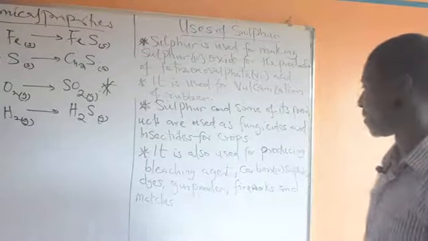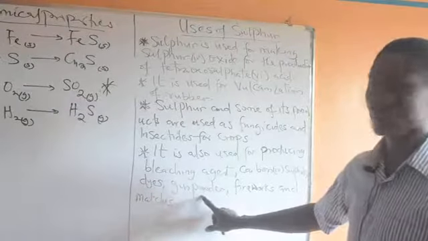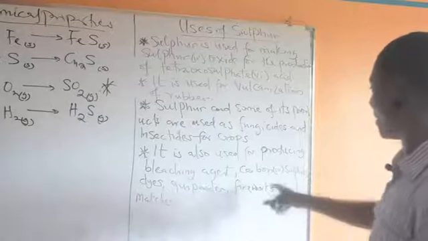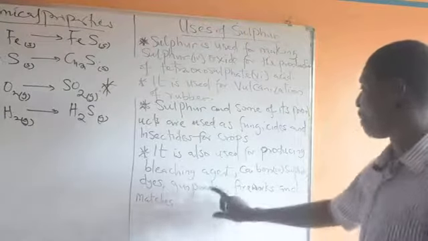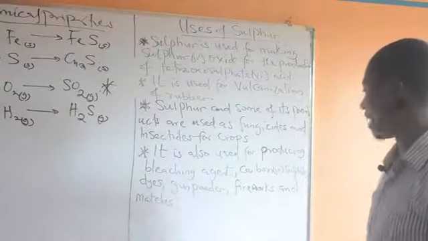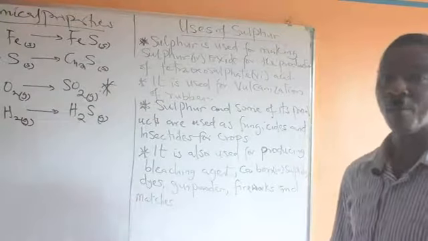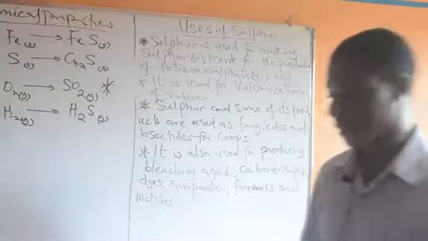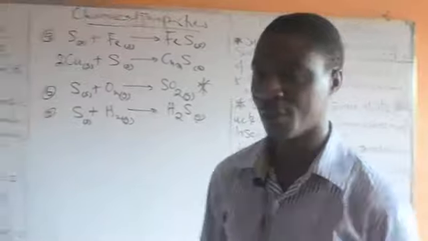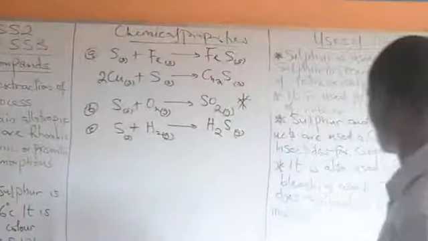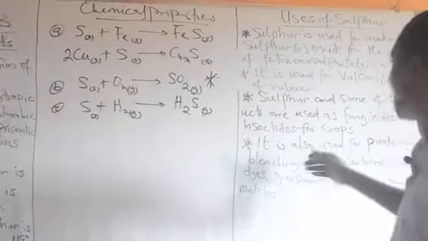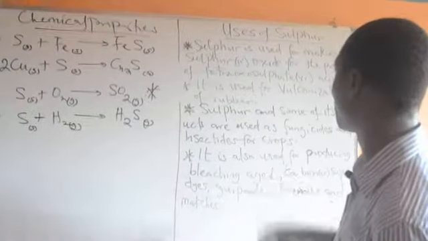Please do not think of this. I know you are a chemist. Please don't think of this. So sulfur is also used for the production of gunpowder. The same thing with fireworks. And lastly, matches. For those of you who have always been using your match to light up your gas or your stove, that is how it is. So these are selected important uses of sulfur.